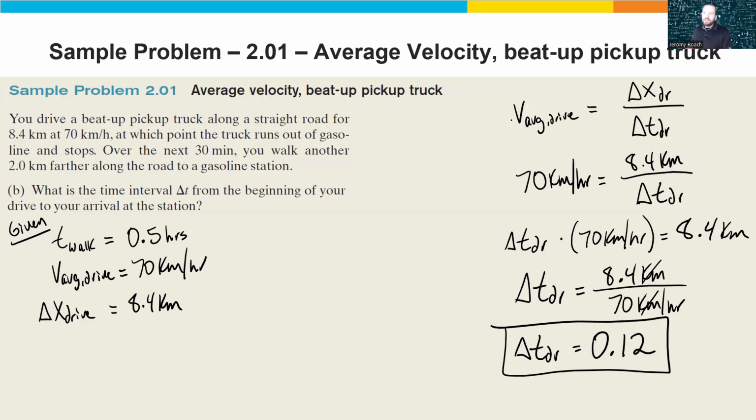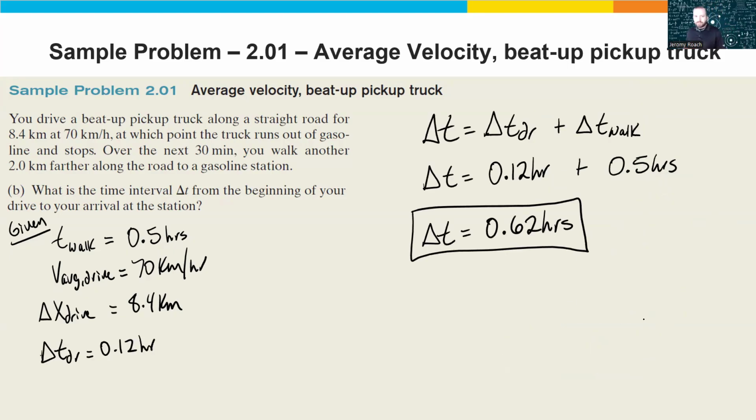Now our average velocity during the drive is 70 kilometers per hour, and our displacement during the drive is 8.4 kilometers. And we're going to divide that by the time. We just do a simple couple of steps here and solve this algebraically. Kilometers and kilometers end up canceling out, and we get a total drive time of 0.12 hours. So now we have our total driving time.